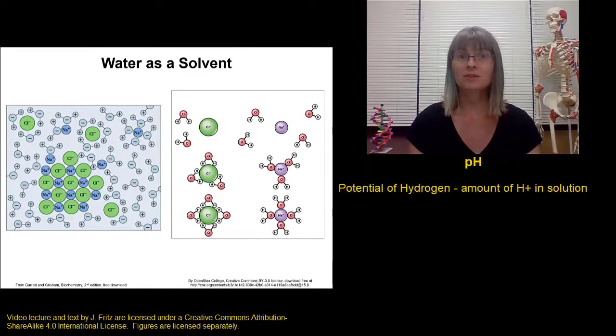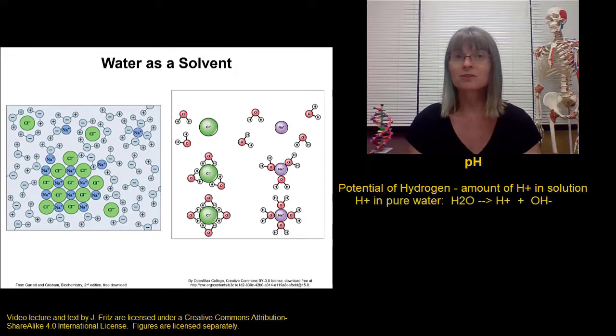Now that we've talked about water as a solvent and how water can cause ionic molecules not only to dissolve but also to dissociate into their ions, I want to look at this a little bit more carefully because different ionic compounds have the ability to change the pH of water. pH stands for the potential of hydrogen, and it's a measure of the amount of hydrogen ion in a solution.